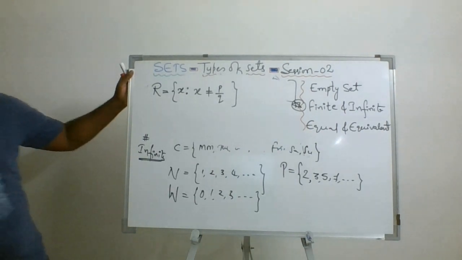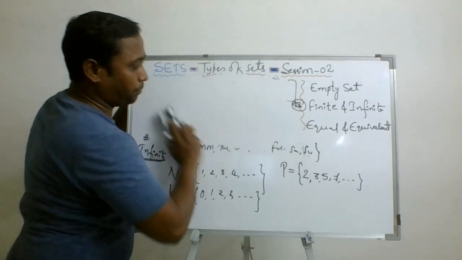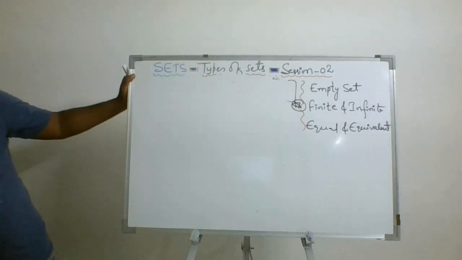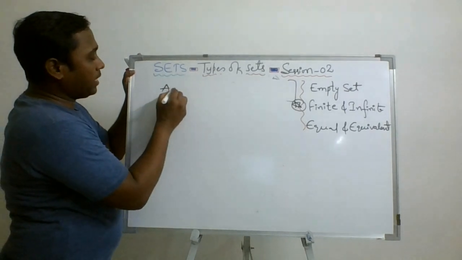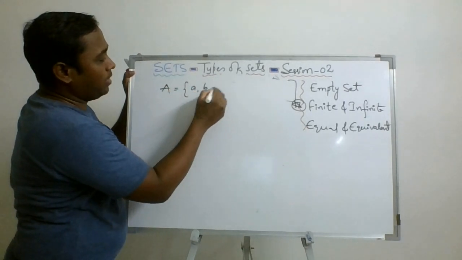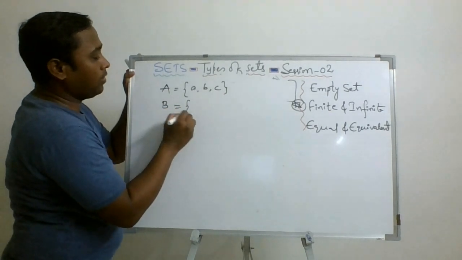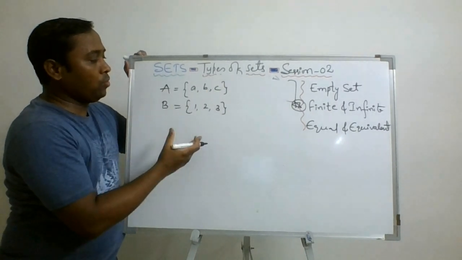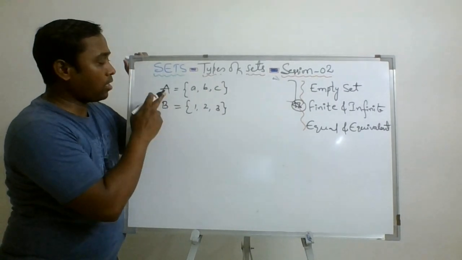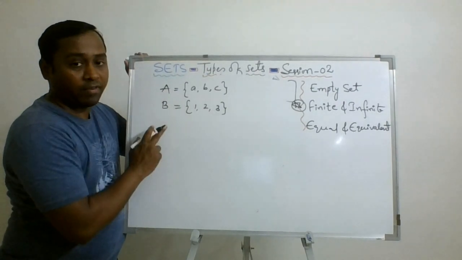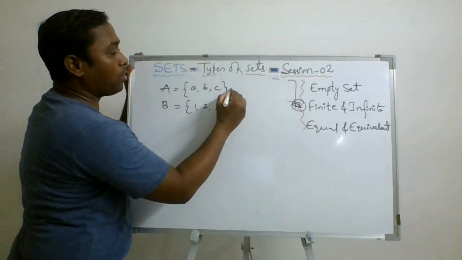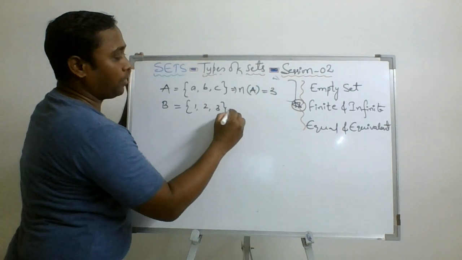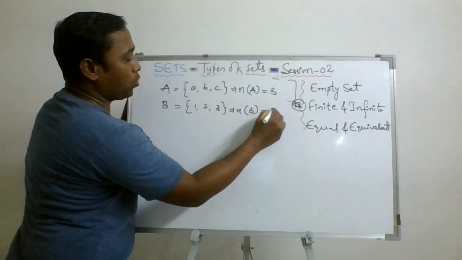Now coming to the next topic, that is equivalent sets. What are equivalent sets? I am writing two sets here. Set A has three elements a, b, and c. Set B again has three elements 1, 2, 3. If I want to count, what is the number of elements in A? 3. Number of elements in B? So n of A is 3, and n of B is also 3.